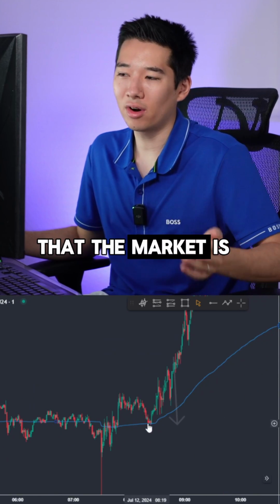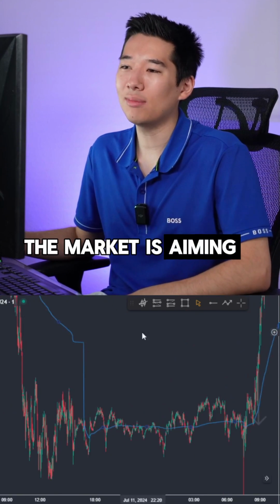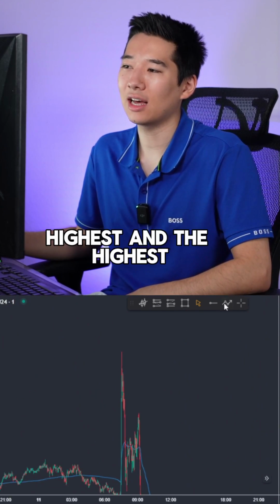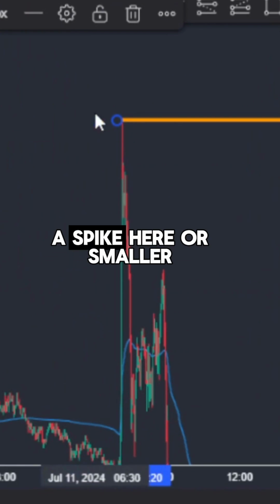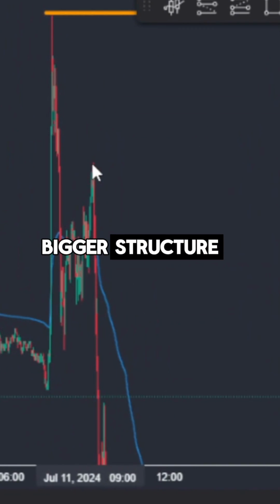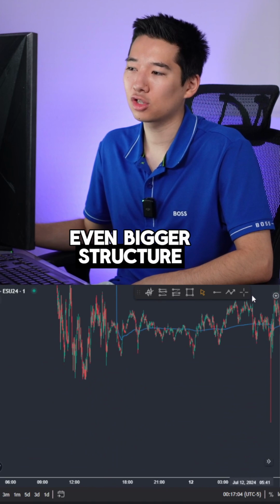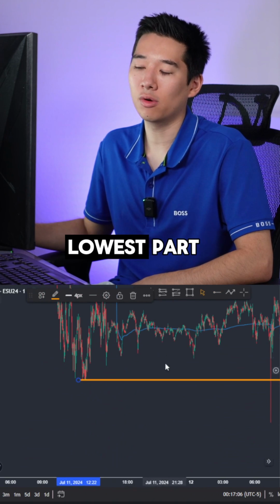Once you can see that the market is pushing away, the market is aiming mostly for bigger structure highs, and a high is, for example, here the highest point of a spike, or a smaller, bigger structure high here, or even bigger structure lows, as you can see here with the lowest part.